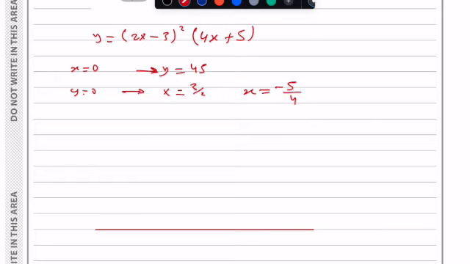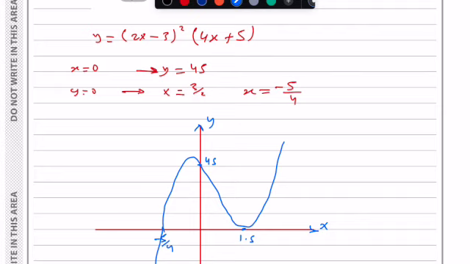Yes, and x and y. As you can see, I got the y very high. This is the x, and this is going to be 1.5, and this is going to be negative 5 over 4. And we have the y-intercept at 45. So we can draw the graph like this. Or let's repeat it so we have it in a good form. And this is going to be your graph.